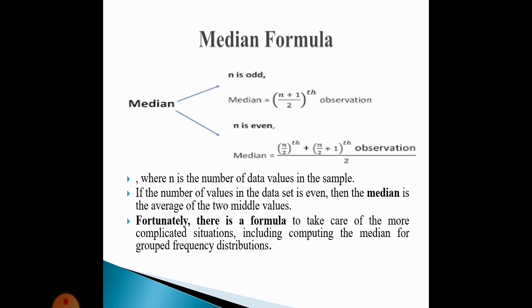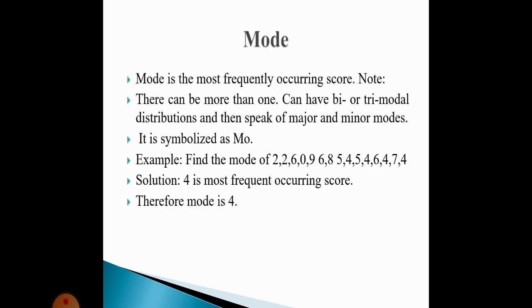Fortunately, there is a formula to take care of the more complicated situation, including computing the median for grouped frequency distributions. Mode. Mode is the most frequently occurring score. Note, there can be more than one mode; you can have a bimodal or trimodal distribution, and then speak of major and minor modes. It is abbreviated as MO.